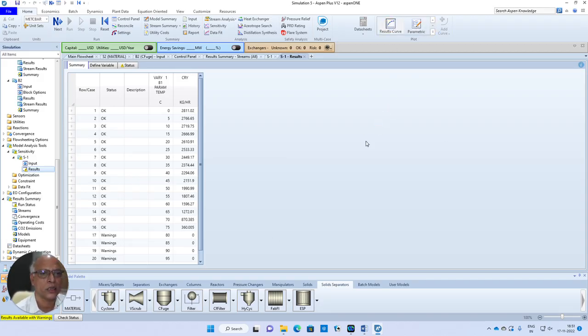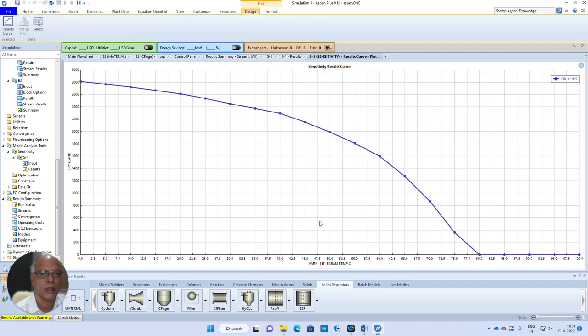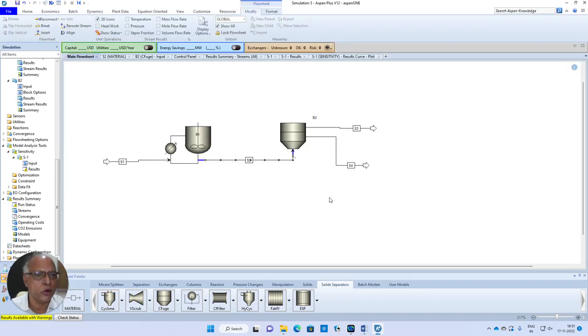Now let me look at the results. So as you can see, the amount of crystals formed is dropping with increase in temperature and ultimately reaching 0 by the time you reach 80 degrees. After that, there are no crystals formed. So this is how you should be able to handle solids using crystallization and maybe separation by using a centrifuge. So let me close this.